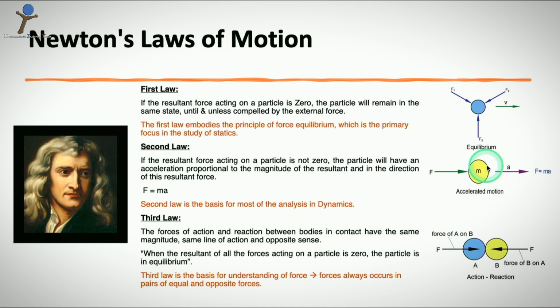F is equal to ma. The second law is the basis for most of the analysis in dynamics. Third law: the forces of action and reaction between the bodies in contact have the same magnitude, the same line of action, and opposite sense. When the resultant of all the forces acting on a particle is zero, the particle is in equilibrium. The third law is the basis for understanding of force, and force always occurs in pairs of equal and opposite forces.